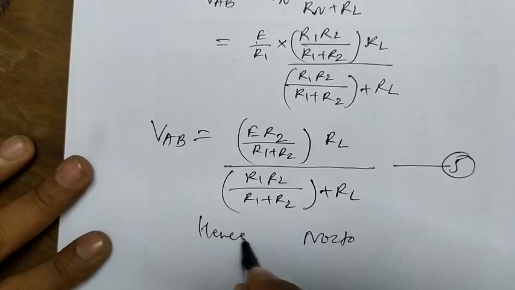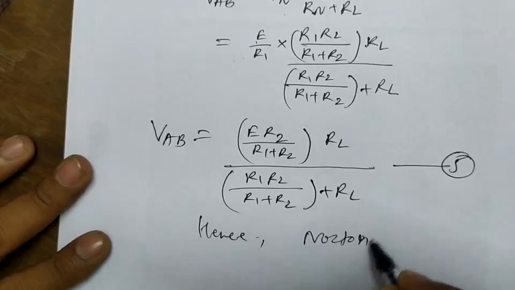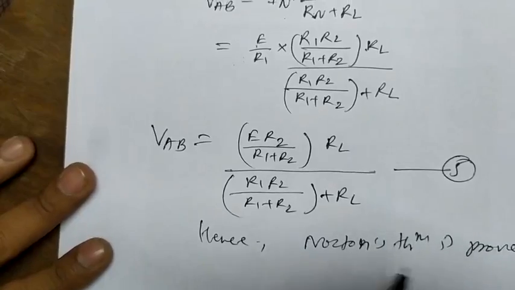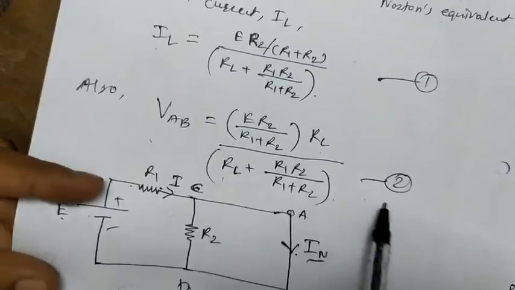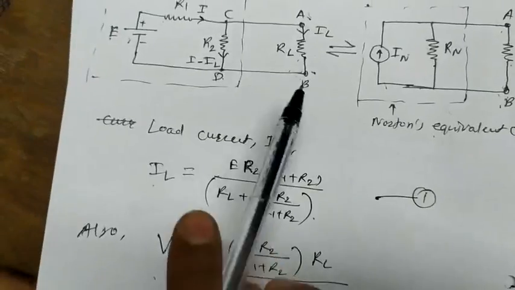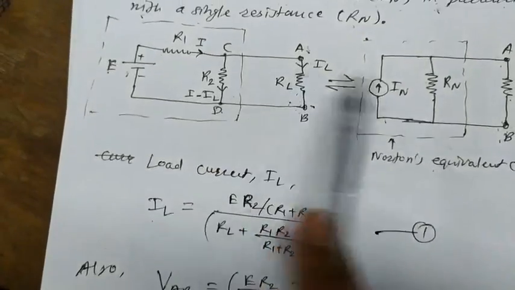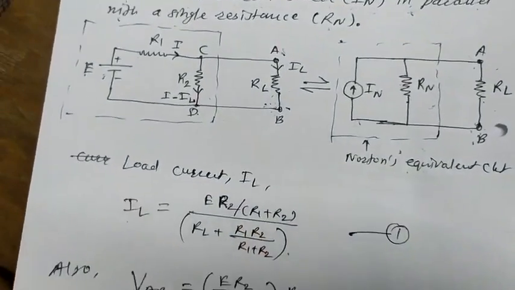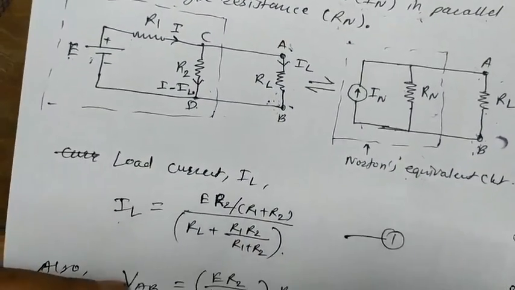Hence Norton's theorem is proved. That is from equation number 2 and equation number 5, the voltage across RL in both the circuits, that is in the given circuit and in the Norton's equivalent circuit, are the same. Hence the proof of Norton's equivalent circuit.